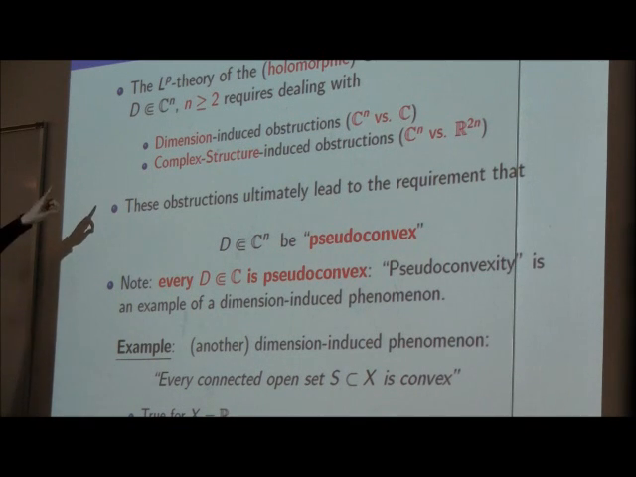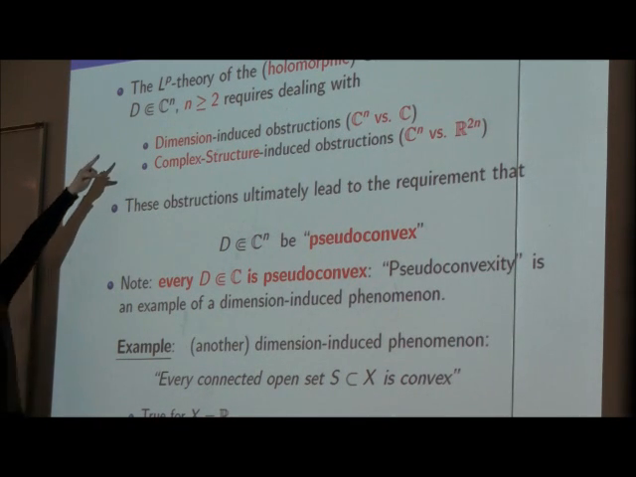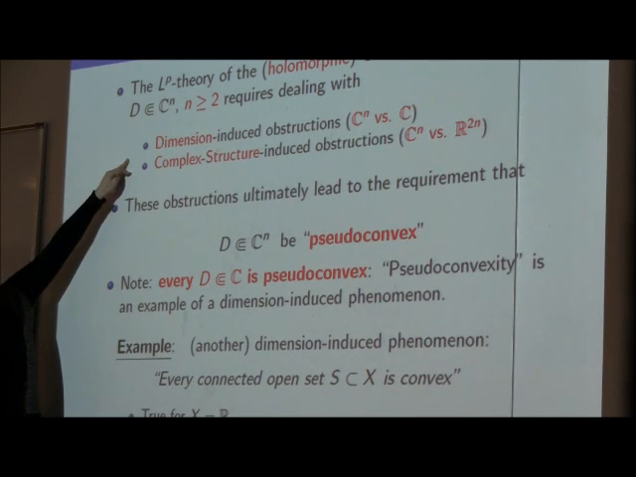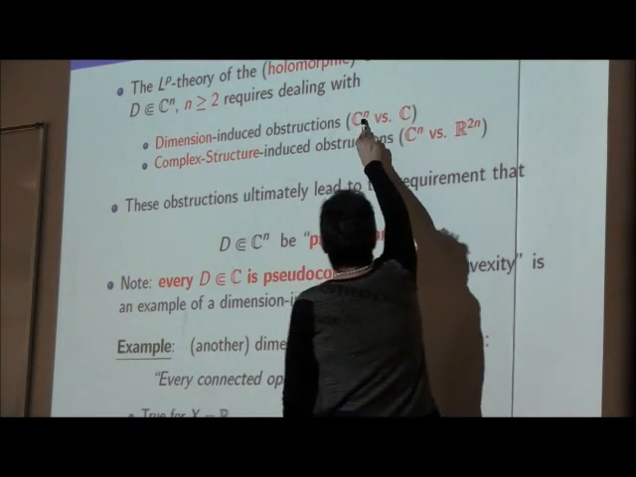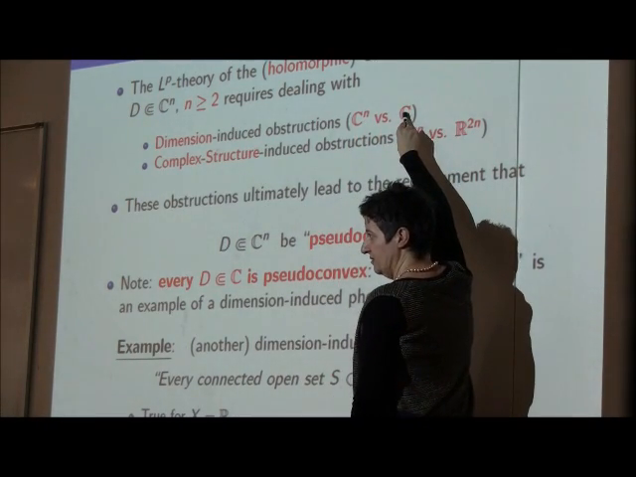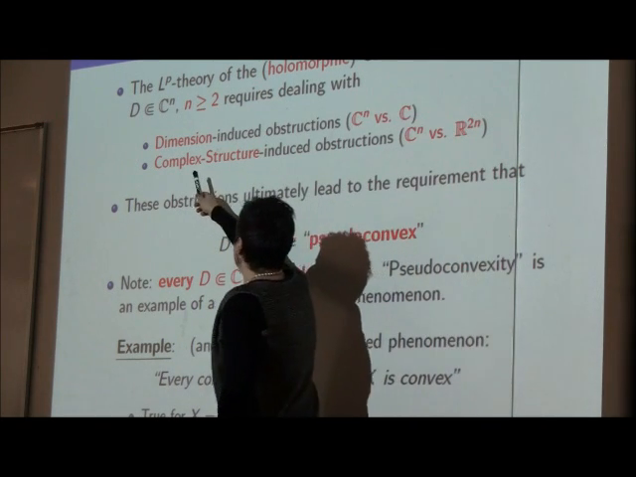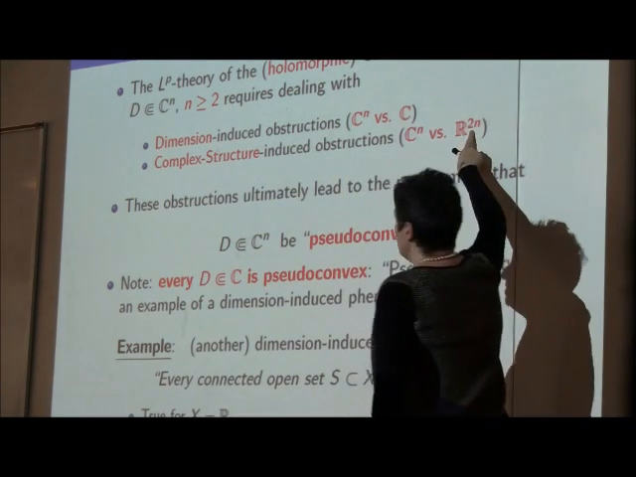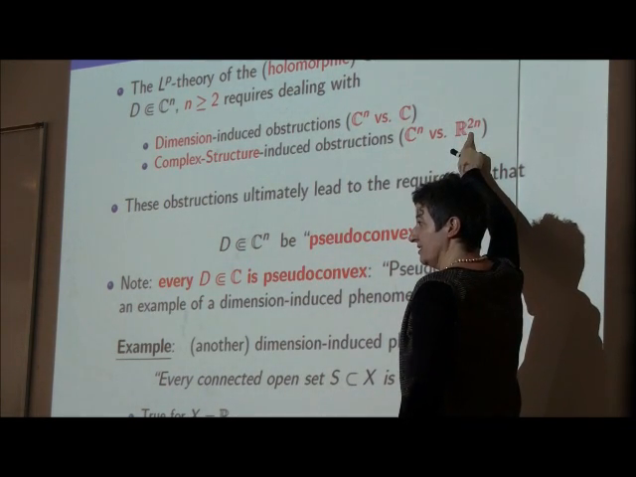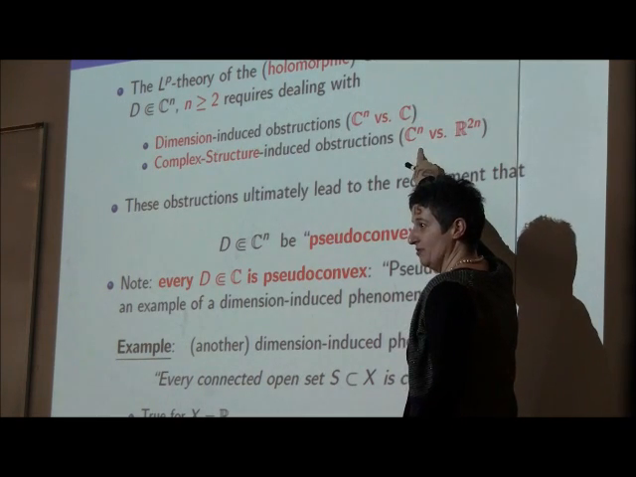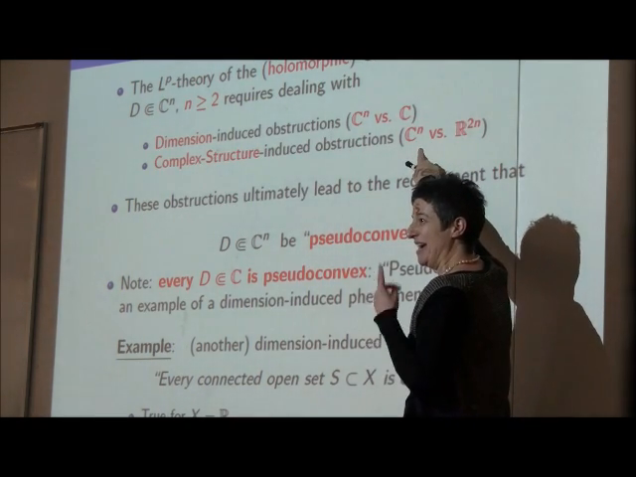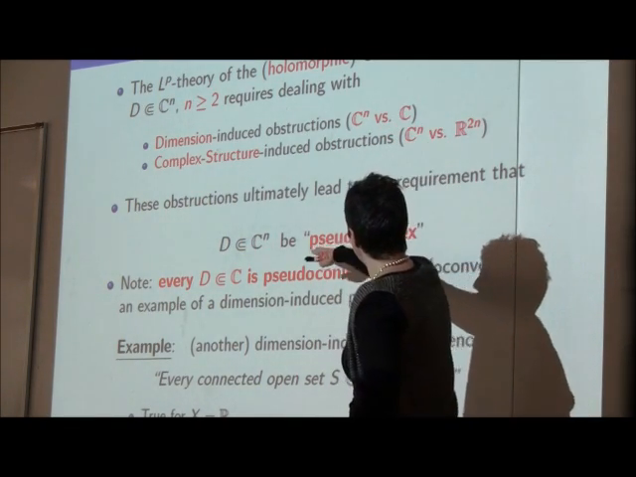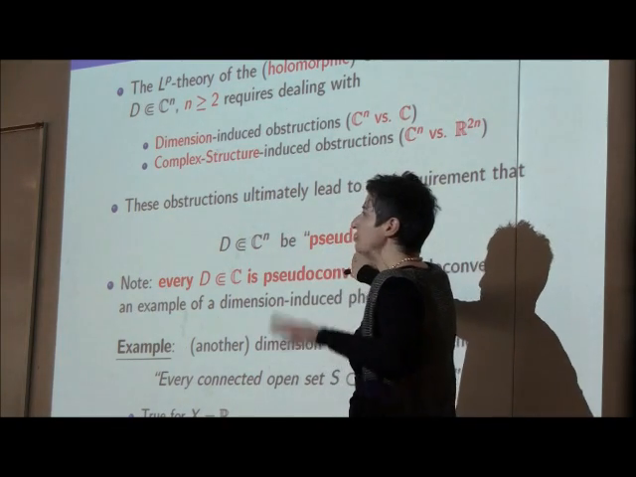The problem is that as soon as you require holomorphicity, you have these new constraints that come out, induced by the dimension, these obstructions, the fact that you're working with several as opposed to one complex variable, and also obstructions that arise from the complex structure that you're looking at. In other words, you're not working with 2n many real variables. You're working with n complex variables. There's an imaginary unit and multiplication by it that plays a role. And it is these obstructions that lead to the requirement that the domain you're working with be pseudo-convex.